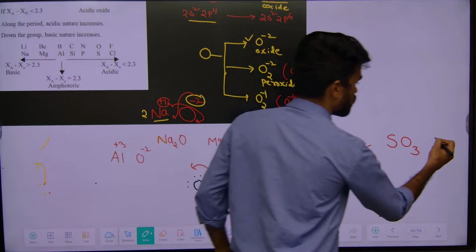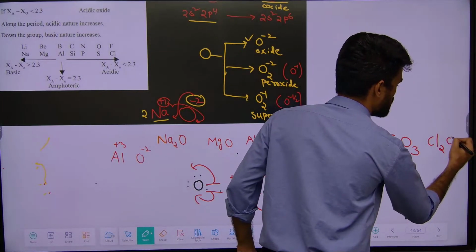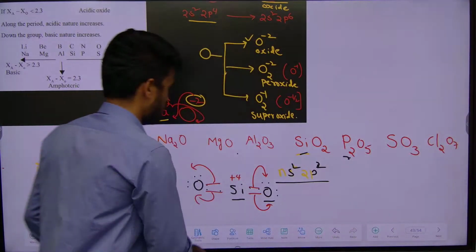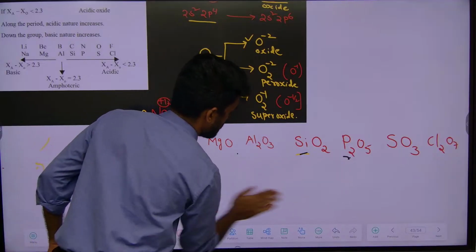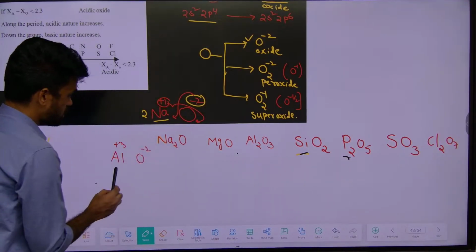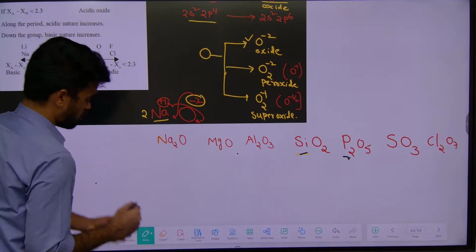So next one is chlorine can make Cl2O7 type of compound. Okay, so next look at this. These are what? These are what?